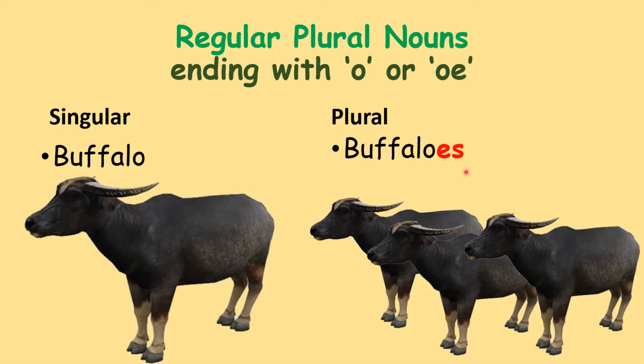Now, like I told you earlier on, if the noun ends with the letter O, to make it plural, we add the letters E and S. I repeat myself. If the noun ends with the letter O, to make it plural, we add the letters E and S. And for this case, buffalo becomes buffaloes. Now, if this happens, this is also considered as the regular plural nouns.